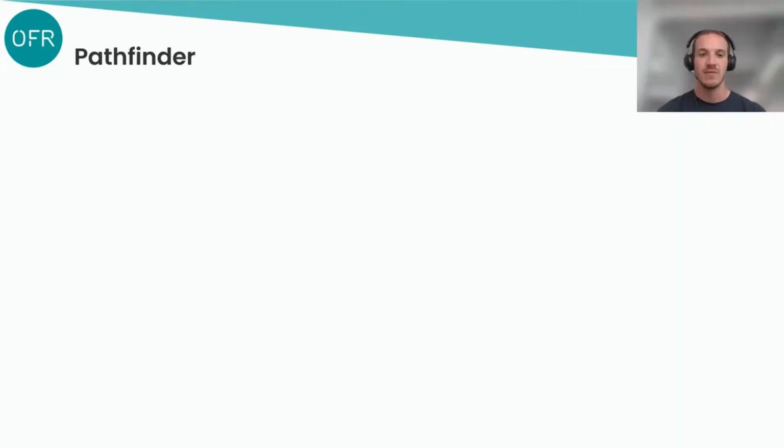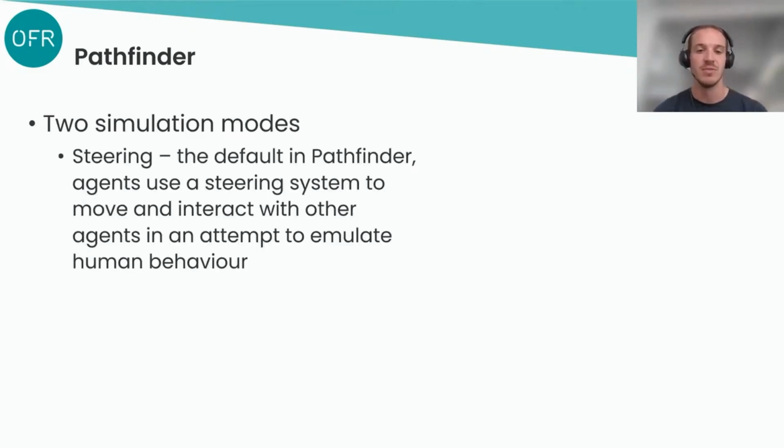Next tool we looked at was Pathfinder. So Pathfinder, as some of you might be aware, has 2 simulation modes. In the first mode, steering mode, this is the default in Pathfinder, and agents use a steering system to move and interact with other agents in an attempt to emulate human behaviour. So the agents are assigned a space in the model such that they can interact or steer their way around other agents and the geometry. With this mode, you can assign personal distance limits to make agents stand closer together, or even now select social distancing to maintain a larger separation, which is quite interesting.